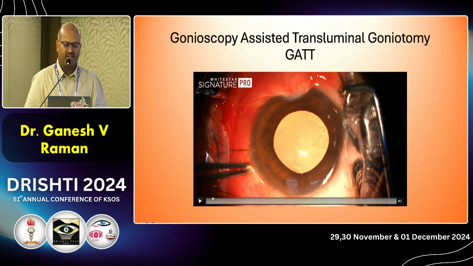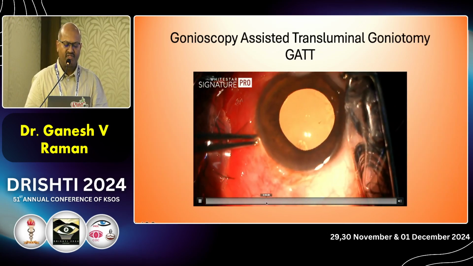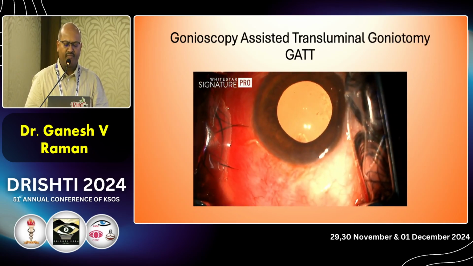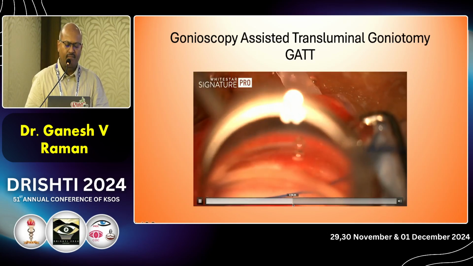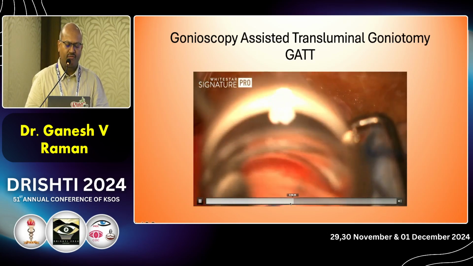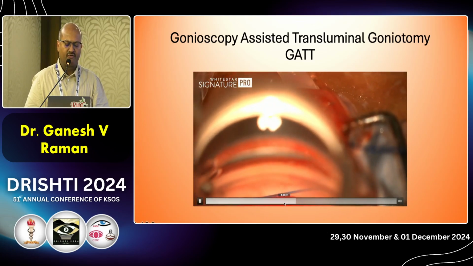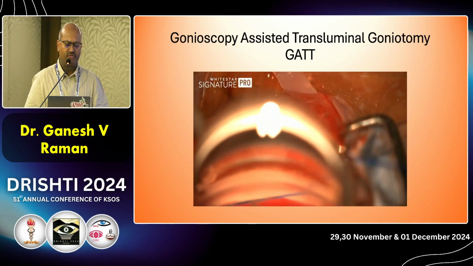Gonioscopy assisted transluminal trabeculotomy addresses 360 degrees of the problem, and you thread a suture into the Schlemm's canal. It could be a 5-0 or a 6-0. Because the anatomy is so distorted, we always keep both the sutures together.